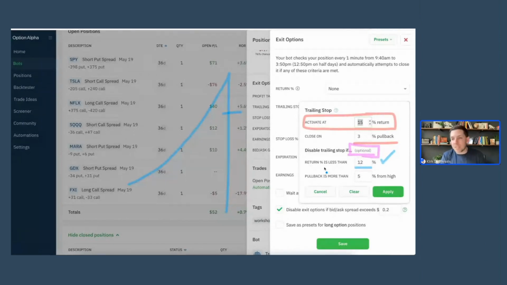The return could be negative, and I'm still not going to do it. But that's up to you. That's why it's optional. You can use it or you cannot.